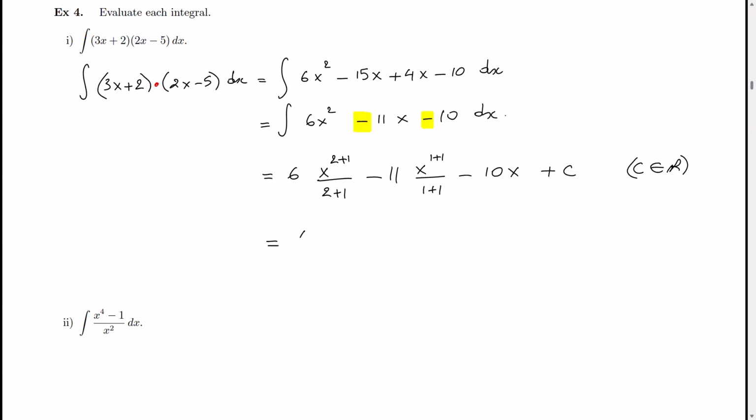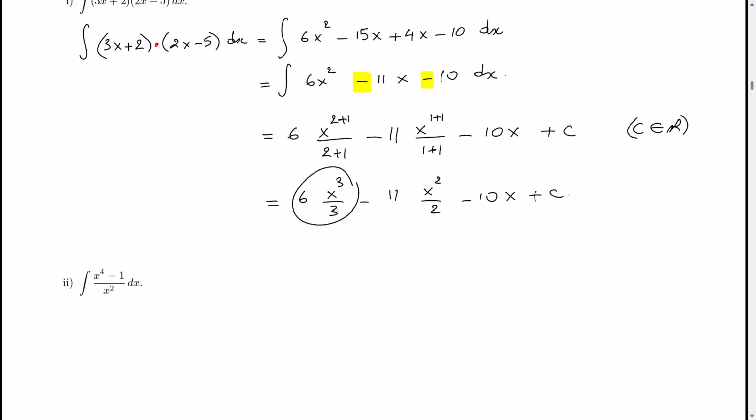The last thing I'm going to do is just write down 2 plus 1 is 3 and reduce any fractions that will appear. So then I have 11x squared over 2. Then I have the 10x plus the c. Those things are basically done at the end. And finally, 6x cubed divided by 3. 6 divided by 3 is going to be 2. So I'll just write down 2x cubed first.